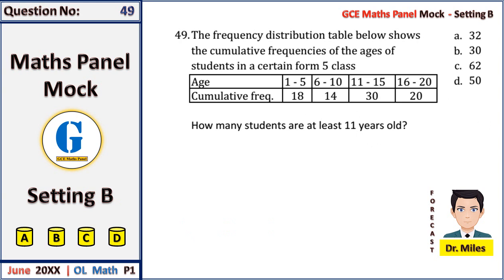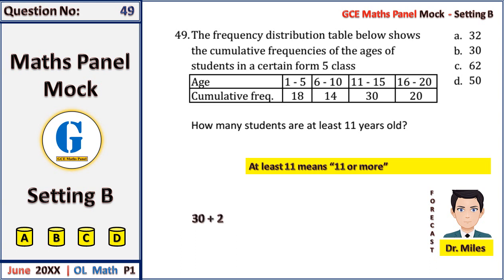49. The frequency distribution table below shows a cumulative frequency for the ages of students in a certain Form 5 class. How many students are at least 11 years old? At least 11 means 11 or more. Since the frequencies have been given, the question says cumulative, but the frequencies actually have been given, not the cumulative frequency. So in this case, the number of students who are at least 11 years old, you have 30 plus 20, which gives us 50.